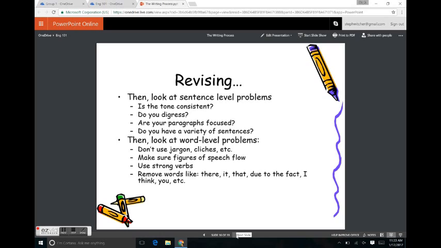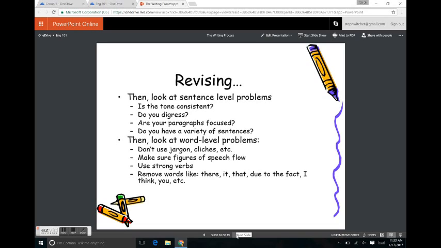Jargon is those technical terms that somebody outside of your culture or your small world that you're discussing may not understand. For example, I had a student, like I said, writing about nuclear energy. Of course, there's all kinds of jargon that comes in that world, and he had to avoid using those things because the rest of his readers didn't know what those meant. Make sure your figures of speech flow, that is your similes and metaphors, things like that. Make sure that they flow and they make sense within the context of your paper.